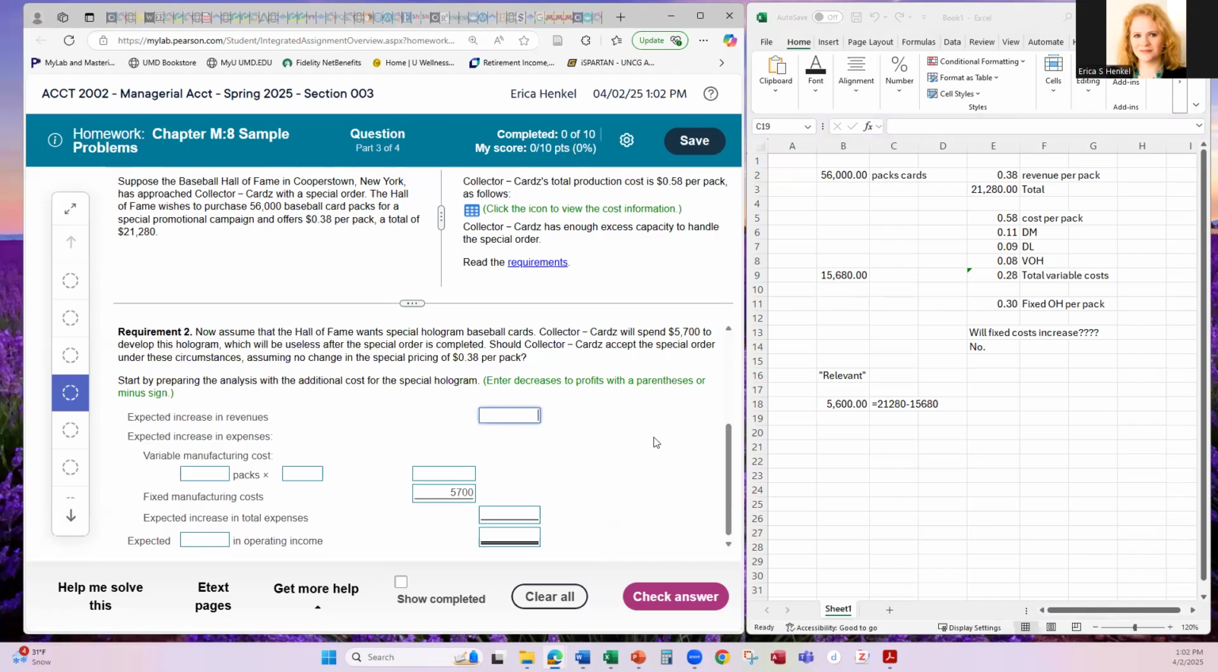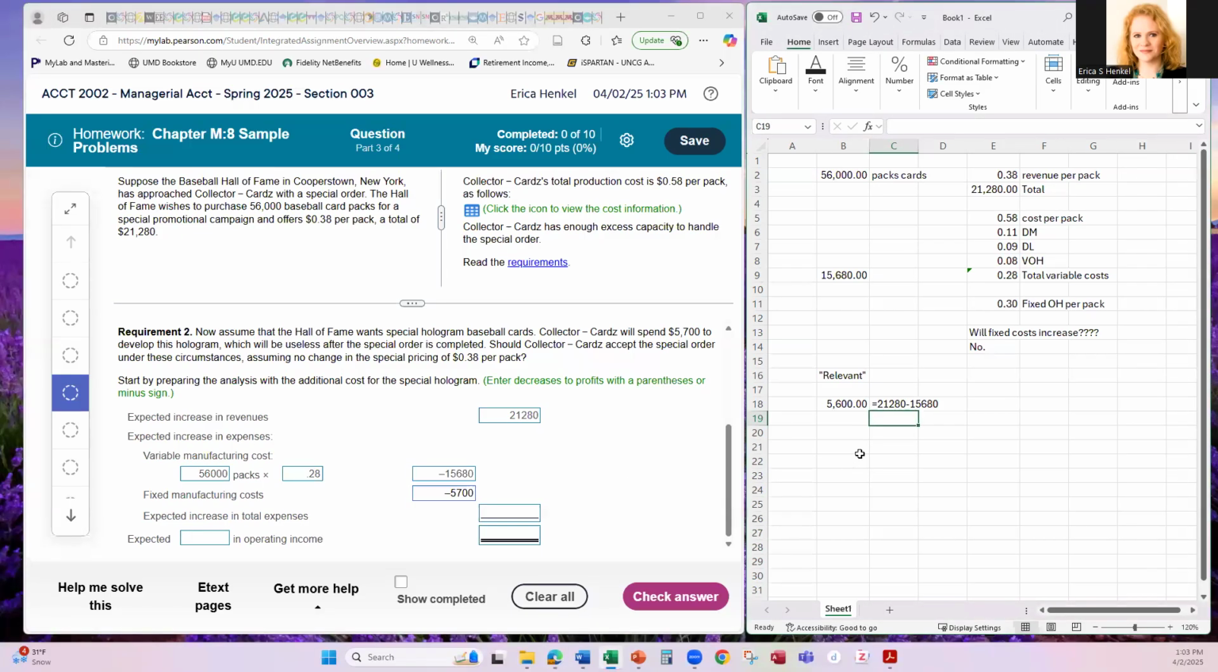So now if we look at this, it's $21,280. There's no change in special pricing here, so the price is the same, right? They told us that. And they don't mention anything about a difference in per card manufacturing, just the fixed cost. So I'm going to assume it's the same 28 cents, which would mean the same 15,680 in increased costs that we calculated before. Actually, I should put a minus on there.